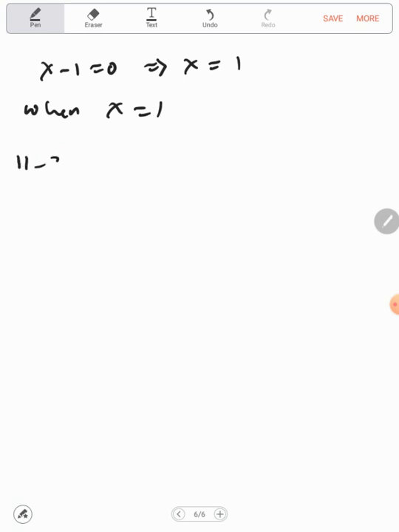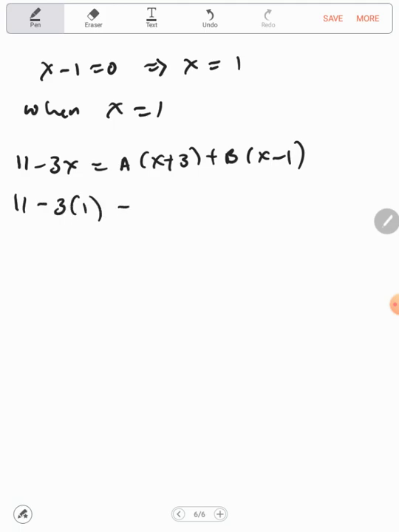We know we have 11 minus 3x is equal to A times x plus 3 plus B times x minus 1. So let us now put 1 there. 11 minus 3 multiplied by 1 is equal to A times 1 plus 3. And here, when you put a 1, 1 minus 1 gives you 0. So we have nothing there.